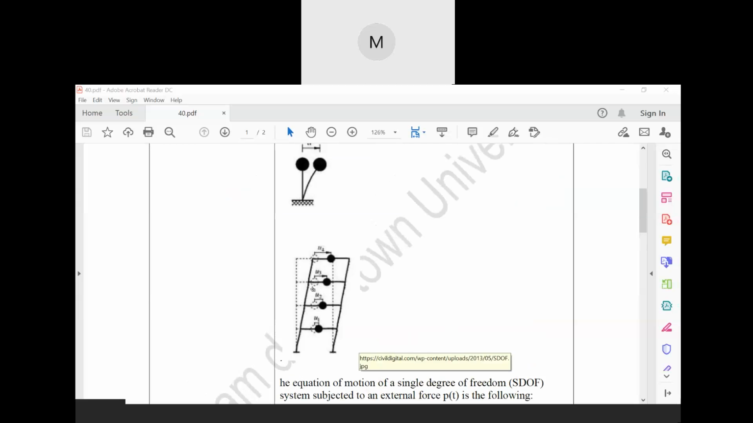And another one is here, in the second one. This is a multi-story building. So it is a multiple degree of freedom system. Now every part of this building has some displacement. Here this one is U1, this one is U2, this one is U3, this one is U4. So this way it is vibrating in a different manner. This is a multi-degree system.